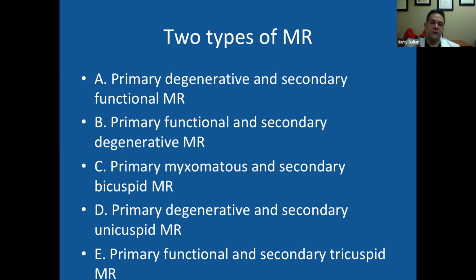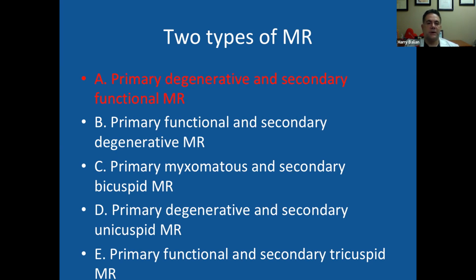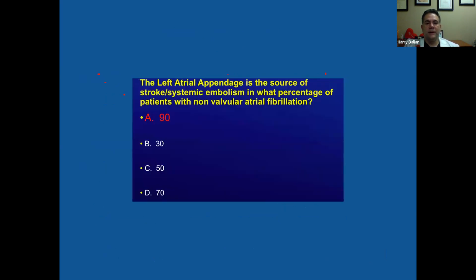B, primary functional MR and secondary degenerative MR. C, primary myxomatous MR and secondary bicuspid MR. D, primary degenerative MR and secondary unicuspid MR. And E, primary functional MR and secondary tricuspid MR. Answer is A, primary degenerative MR and secondary functional MR. The slide was misplaced. It's 9A. It was the answer to question number 2.